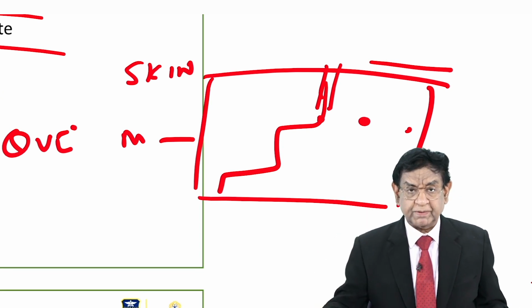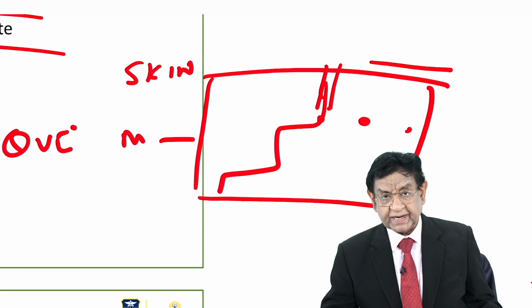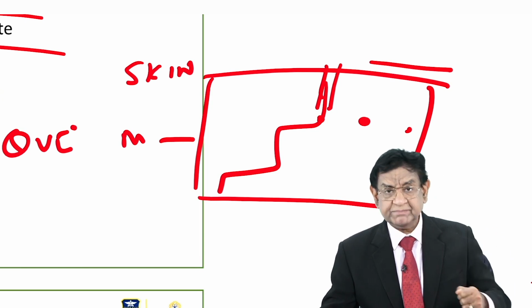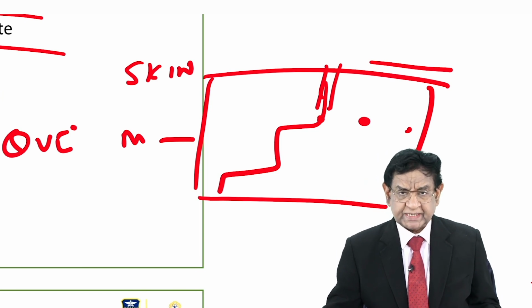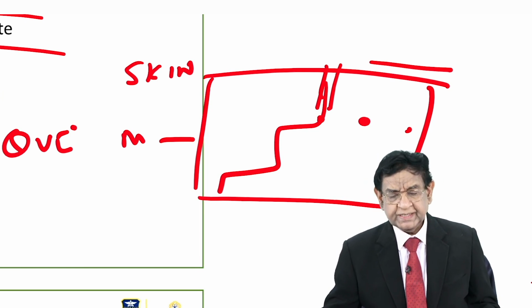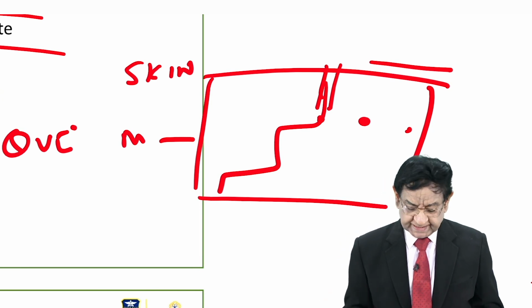We don't inject the whole drug at one place. We inject the drug in parts, with the same syringe and the same needle inside. Just by pulling the skin to one side, we keep on injecting the drug in parts. This is the so-called Z technique.